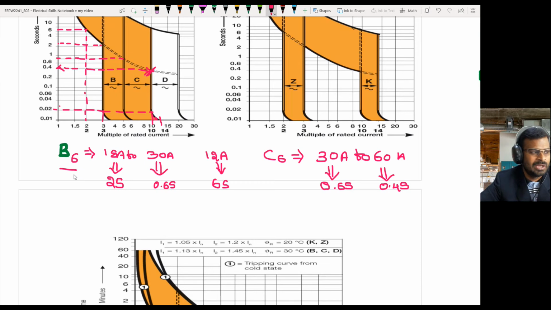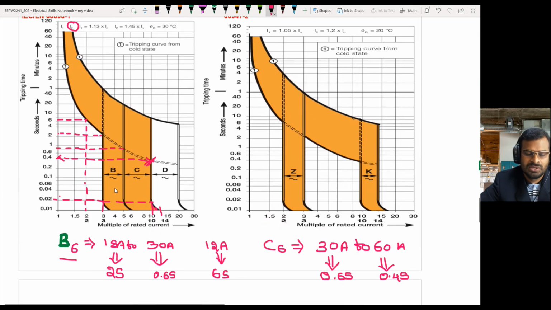Okay, and where we have less inductive types of loads, mostly we will use this B type of MCBs. C type is less sensitive than B type. Mostly we will use it in commercial buildings. Okay, and when it comes to D type, mostly they use it in industrial areas and very high inductive types of loads.